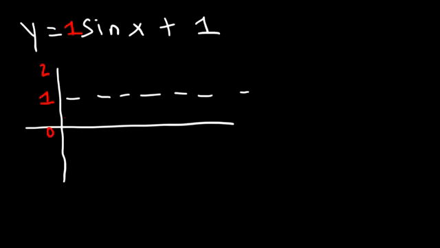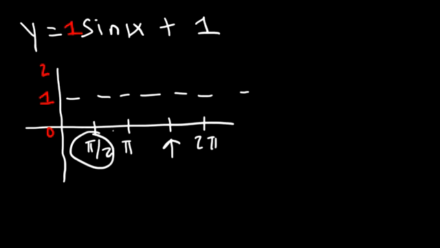Now the period is still 2 pi. The number in front of x is 1. So 2 pi over 1 is going to be 2 pi. And let's get the 4 points. Half of 2 pi is pi. Half of pi is pi over 2. To get this point, simply multiply pi over 2, the first point, by 3. Pi over 2 times 3 is just 3 pi over 2.